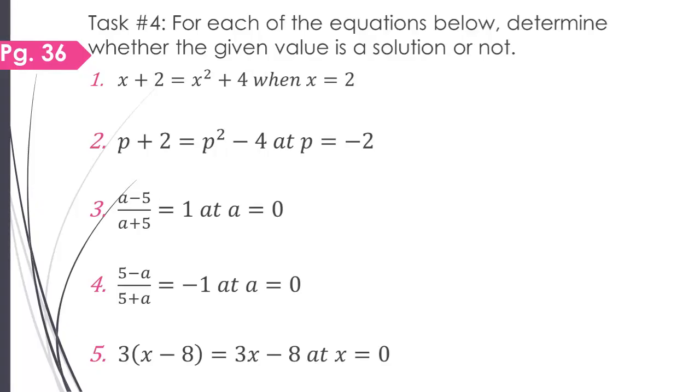So number 1, x plus 2 is equal to x squared plus 4 when x is equal to 2. Is that a solution or not? Don't say it out loud. Number 2, p plus 2 equals p squared minus 4 when p is equal to negative 2. Number 3, 4, 5. So take a couple of minutes and see, is the given value a solution for those equations or not? Okay.